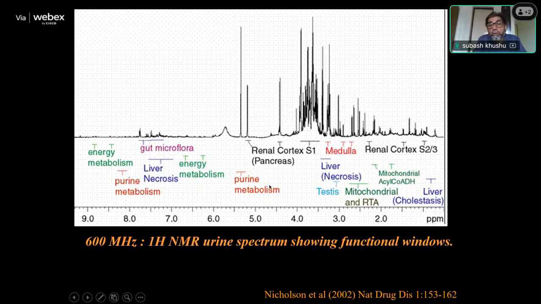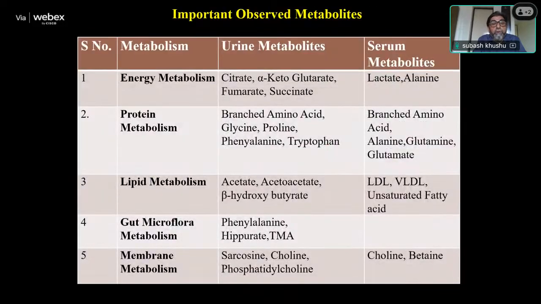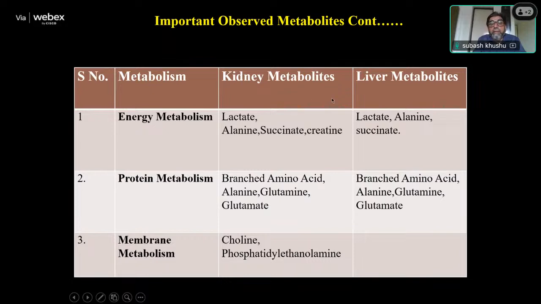It has all the contaminants there, all the metabolites belonging to different sections of the body. One can see all the functional windows. And then you can see the metabolites related to energy metabolism, protein metabolism, lipid metabolism, gut flora microbiome, and membrane metabolism in urine as well as serum. So all these metabolites are visualized, and also in kidney tissues and liver tissues, all these metabolites are very well visualized.